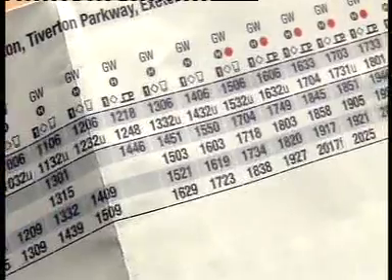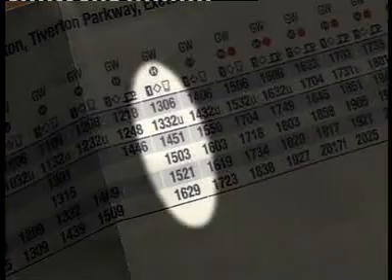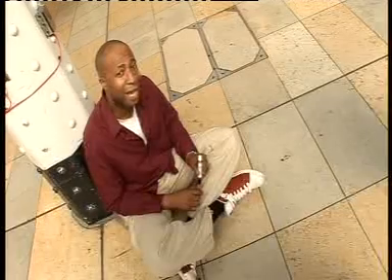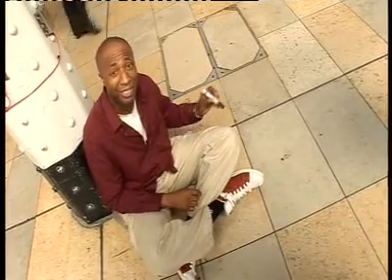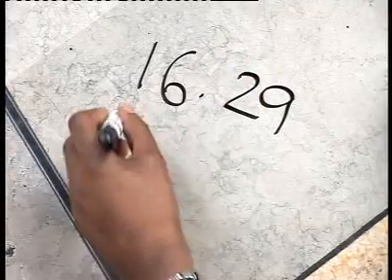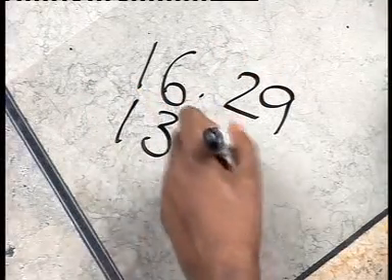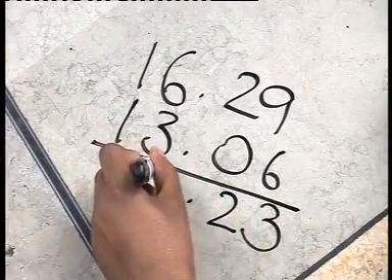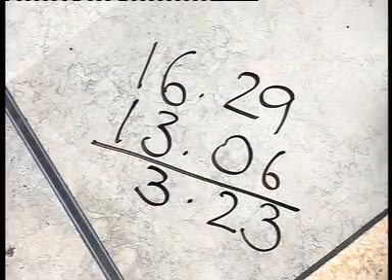Now, how long is the journey from London to Plymouth going to take? You can work it out from the timetable. To calculate the journey time, we need to work out the difference between the arrival time of 16:29 and the departure time of 13:06. These are hours and these are minutes. So the difference between them is 3 hours and 23 minutes, which is how long the journey takes.